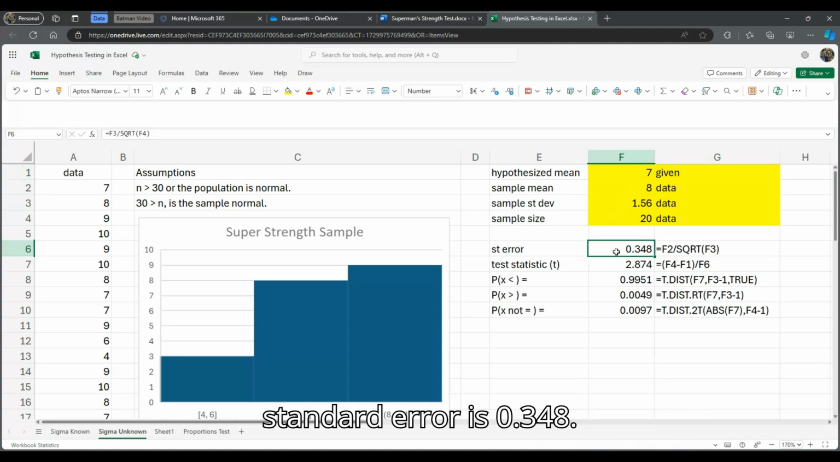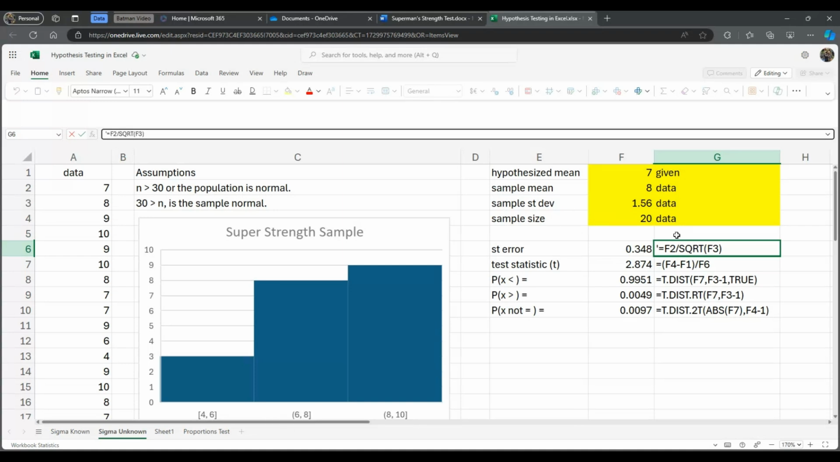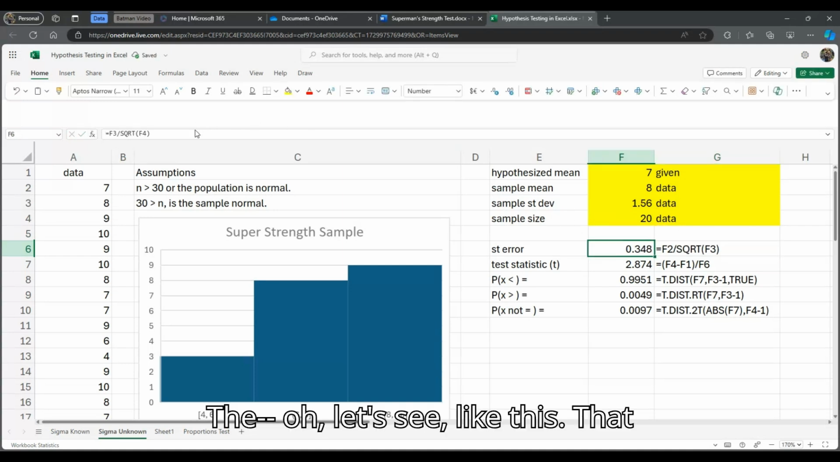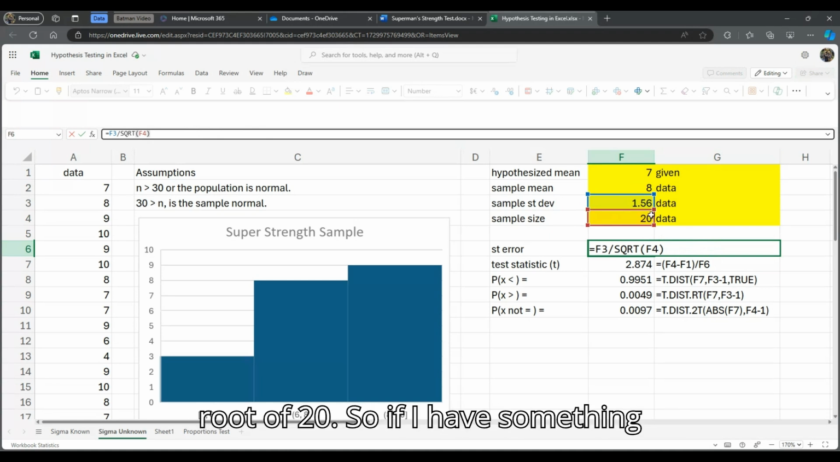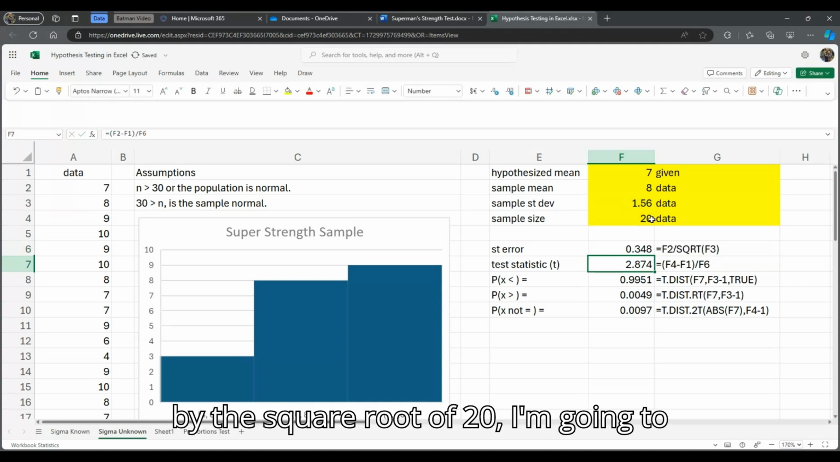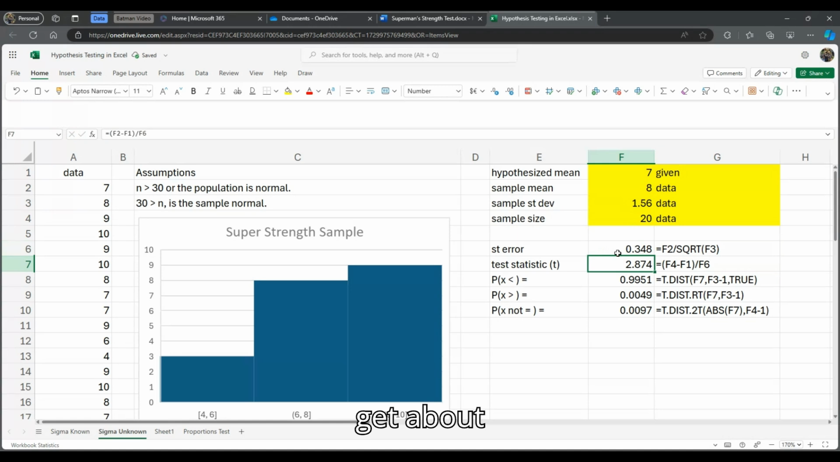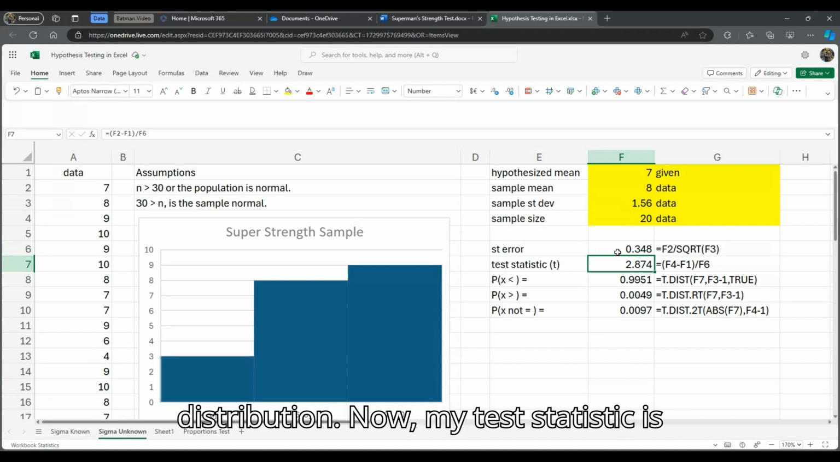Okay, now the standard error is 0.348. That comes from taking the sample standard deviation and dividing it by the square root of 20. So if I have something slightly less than 2 and I'm dividing it by the square root of 20, I'm going to get about 0.348 as my standard error, the amount of variability that I would see in the sampling distribution.